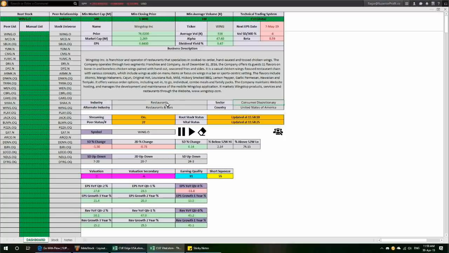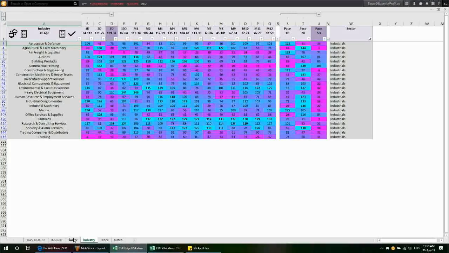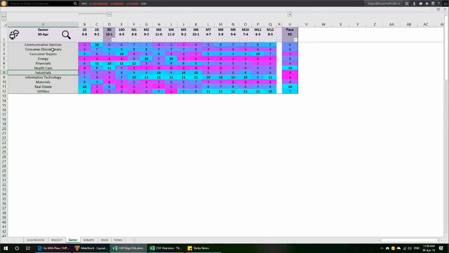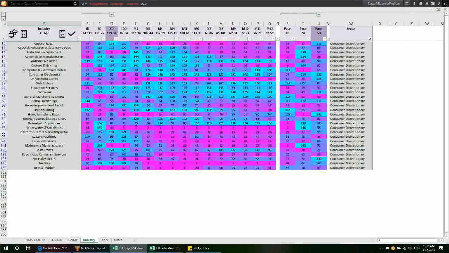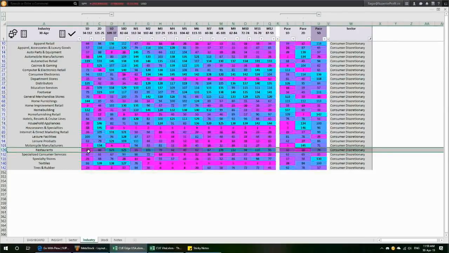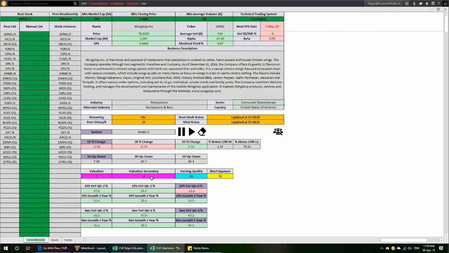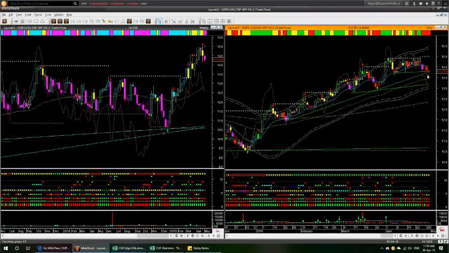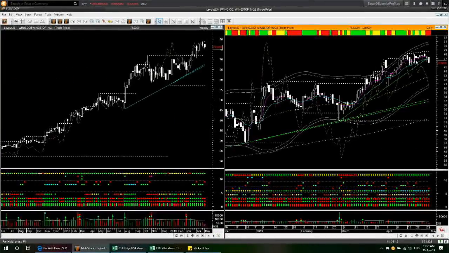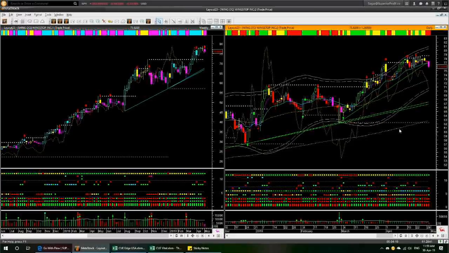Let's check the restaurants industry in consumer discretionary. Restaurants industry, it is magenta, so it is looking weak. There is deceleration also. Therefore, in terms of industry weakness, we have that in restaurants. Fundamentally, the stock is very weak, both in terms of valuation and earnings growth, and it is looking like breaking down below memory support. It has a very low risk entry opportunity.